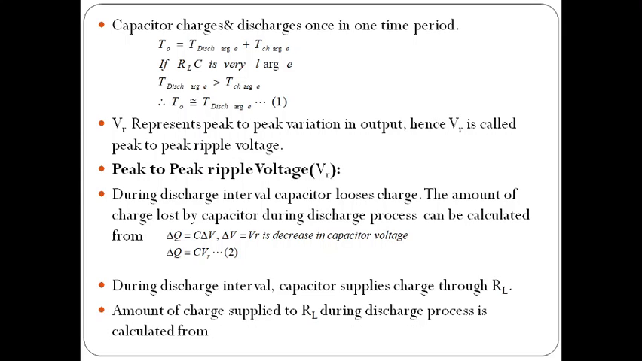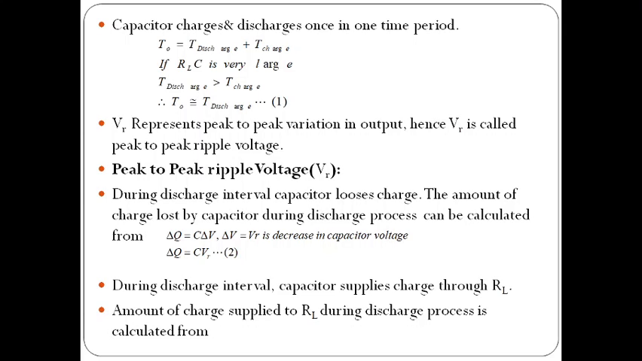So it can be written as capacitance into delta V. Delta V is how much the voltage decreases, the ripple voltage, that is Vm to Vm minus Vr. So how much does it decrease? Only Vr. The peak voltage is Vm and it is decreasing from Vm to Vm minus Vr, so the change is just Vr. So we can write delta Q equals C into Vr. This is equation number 2.